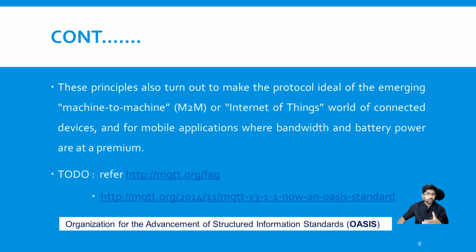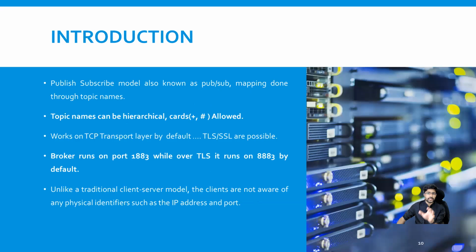The OASIS 3.1.1 implementation detail, you can easily read it out, and then you can get a lot of things in more detail. So let's start with what MQTT actually is. MQTT is basically a publish-subscribe model. This is something new compared to the request-response model in client-server architecture, and mapping is done through topic name. So publish, subscribe, and topic, these are three important factors that you must understand in the MQTT protocol. We will be discussing these things like publisher, subscriber, broker, and topics in more detail.